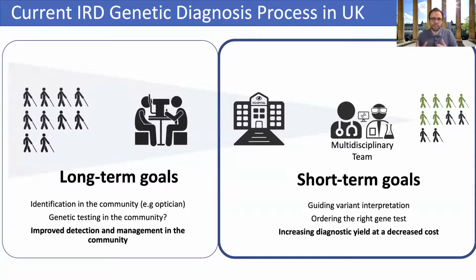So these bottlenecks can be addressed with AI, and that is the goal of my Eye2Gene project. The short-term goal is to start in the hospitals with the data available there and see whether we can improve the diagnosis yield and process. This is through guiding genetic variant interpretation, which will in turn mean ordering the right genetic test and then increasing the diagnostic yield at a decreased economical cost. The long-term goal is to improve the screening of IRDs in the community and maybe at some point move genetic testing to the community.